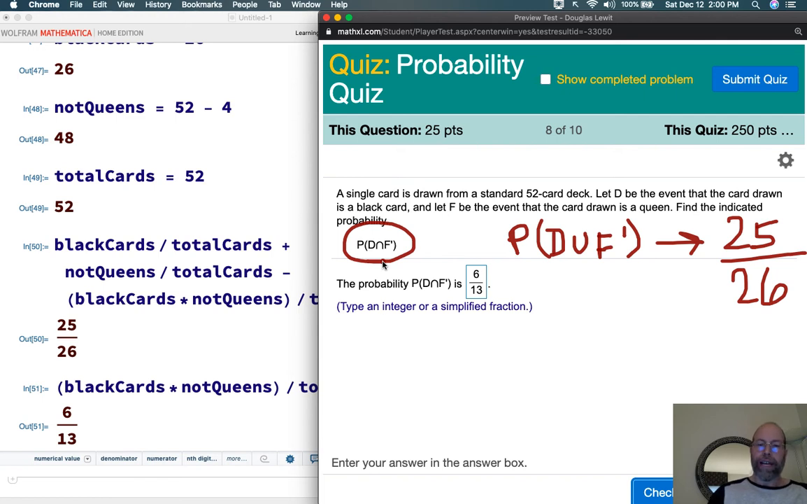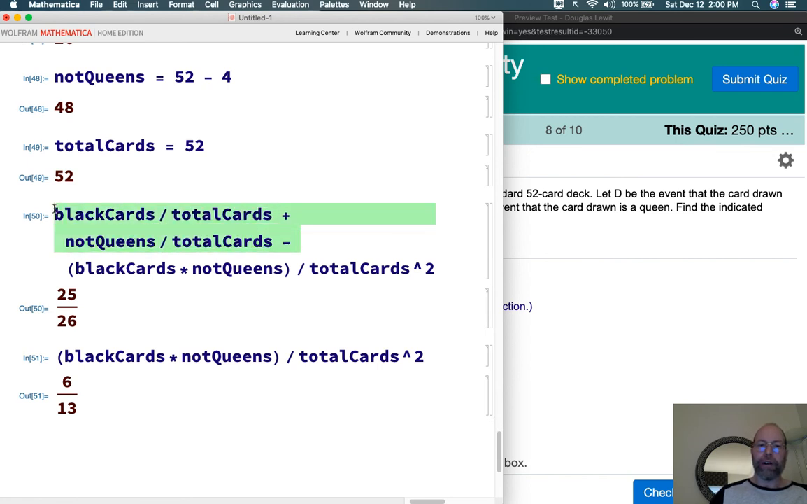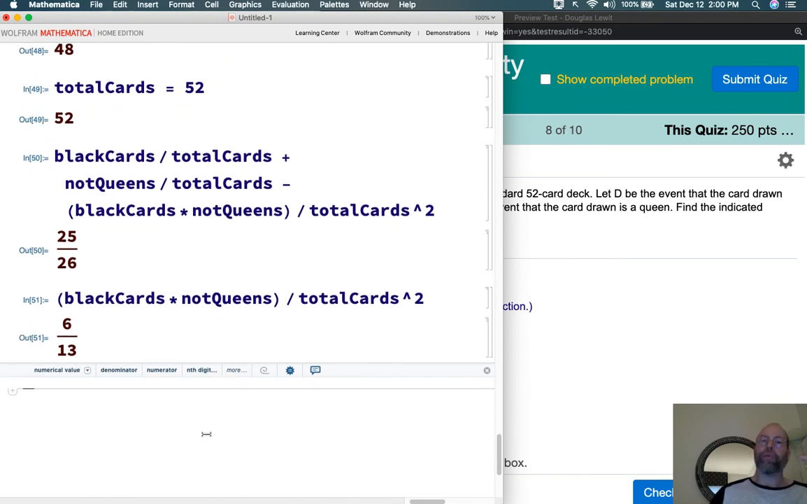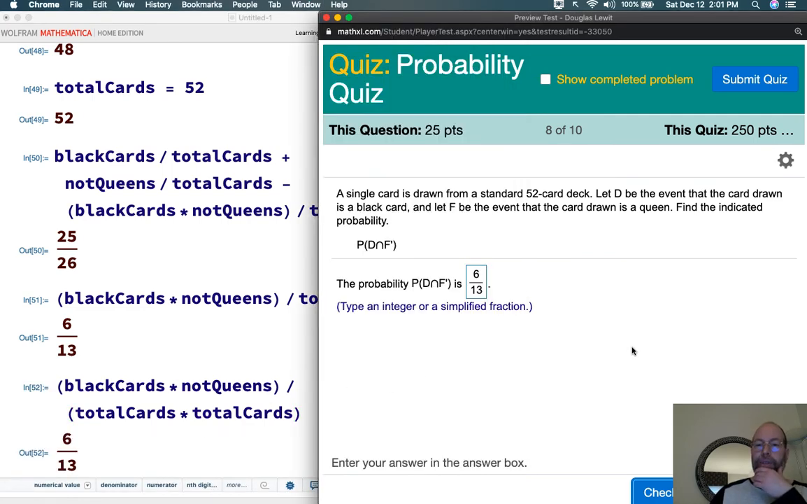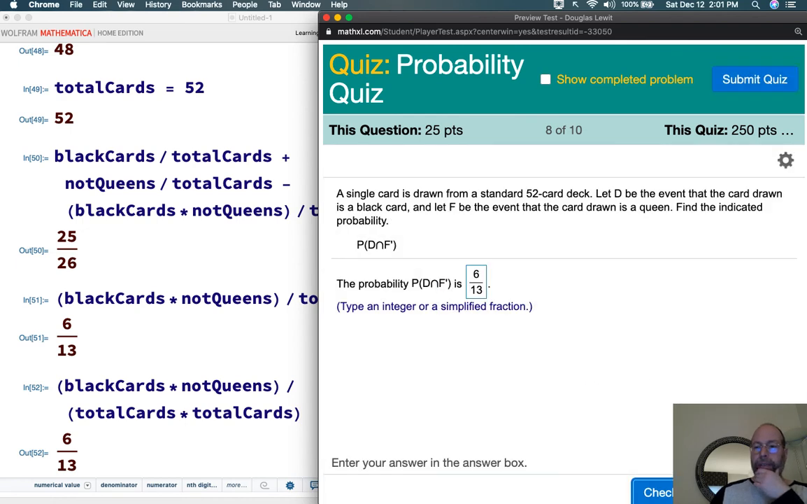So the way to figure that out would be to eliminate these two parts over here, and you're just going to have black cards times not queens divided by total cards squared. Or you could write it this way: total cards times total cards. Either way, you're going to get the right answer, and that answer is 6 over 13.